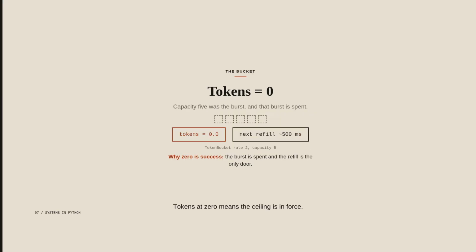Tokens at 0 means the ceiling is in force. Capacity 5 was the burst, and that burst is spent. Rate 2 is the refill, so a token lands about every 500 milliseconds. The gauge sitting on 0 is the limiter holding the line, not an empty process. 0 tokens with a refill still landing is the ceiling working, not a dead box.